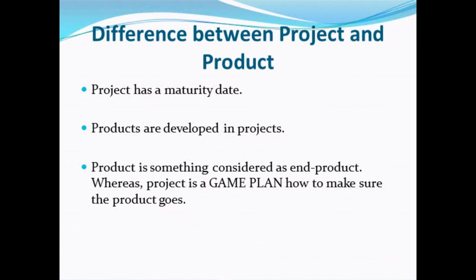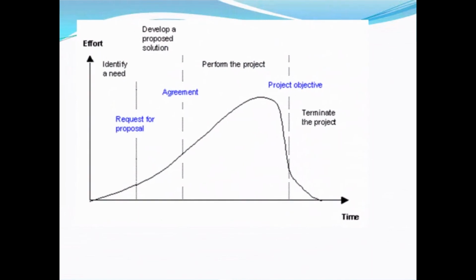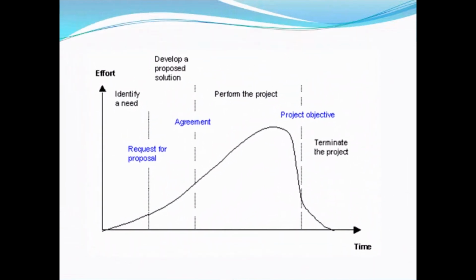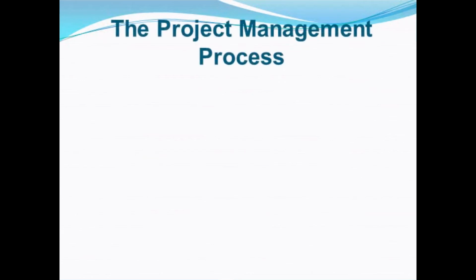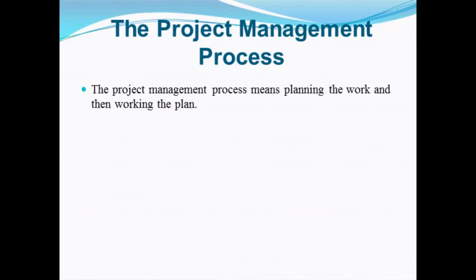Now we are going to study what is the project lifecycle and what is the project management process. A project lifecycle consists of 4 phases: identifying a need, developing a proposed solution, performing the project, and terminating the said project. Now let's discuss the project management process. Project management process means planning the work, and then working the plan.